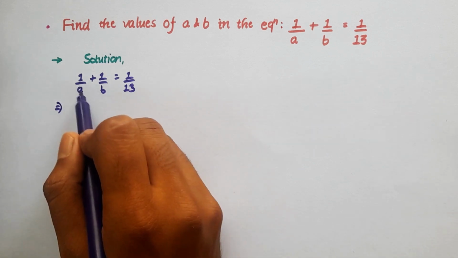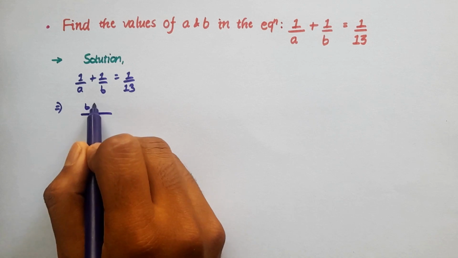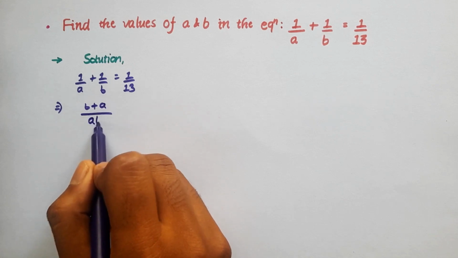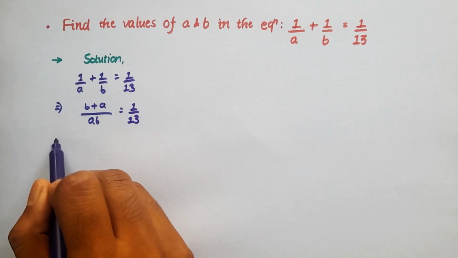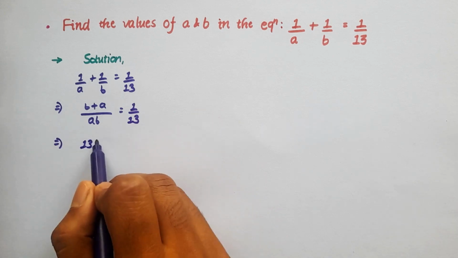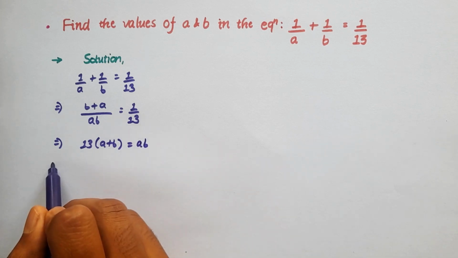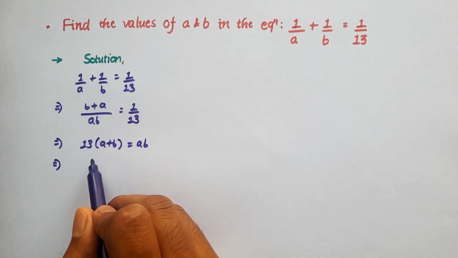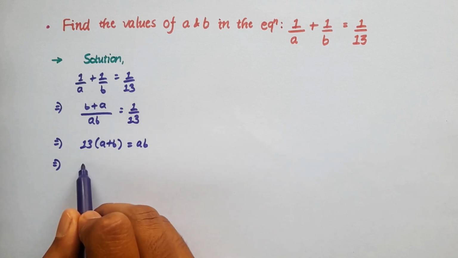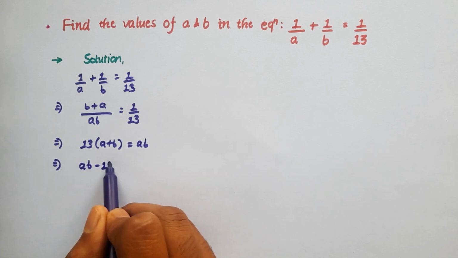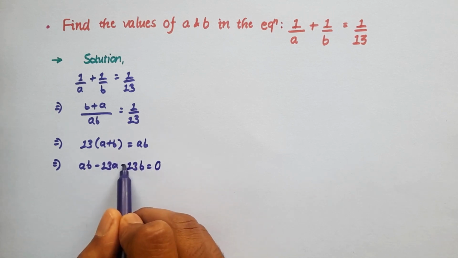Now, let us take the LCM and cross multiply, and we get (b plus a) over ab is equal to 1 over 13. Now, cross multiplying it, we will have 13 times (a plus b) is equal to ab. Now, what we'll do is take 13(a plus b) to the right. Then we get ab minus 13 times a minus 13 times b is equal to 0.